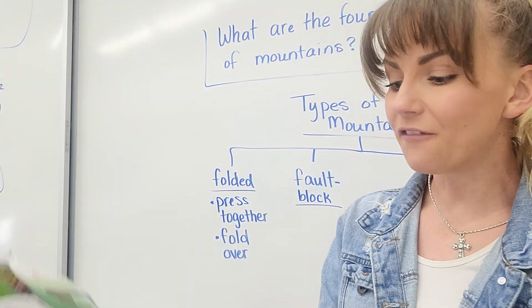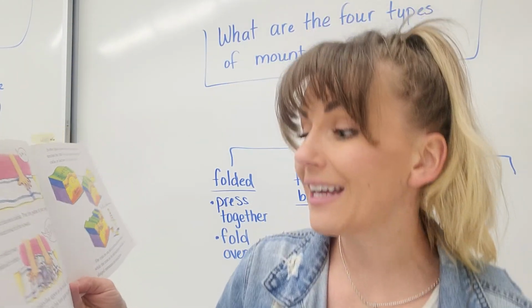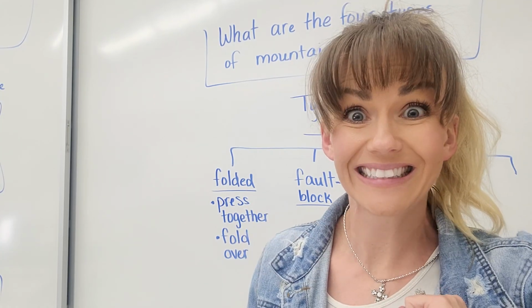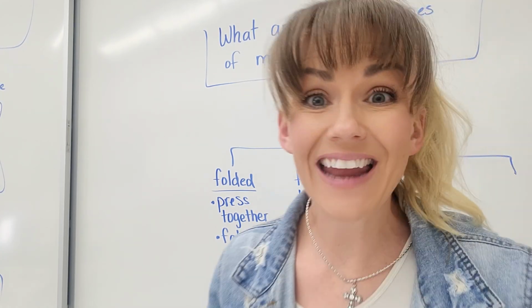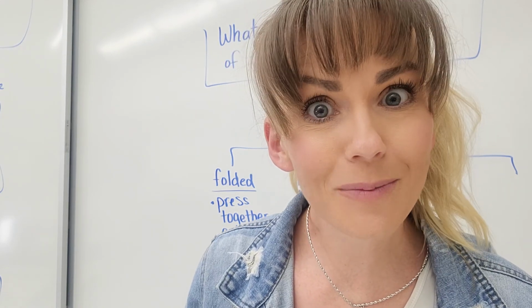The folds and ridges that appear in the middle of the towel are like the folds and ridges that form giant mountains when two plates press together. That's how folded mountains are made. And now you understand it because you just did that short, quick, super fun experiment.